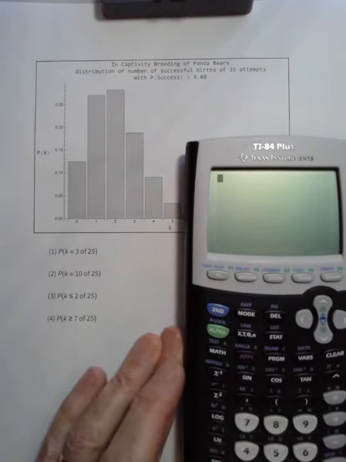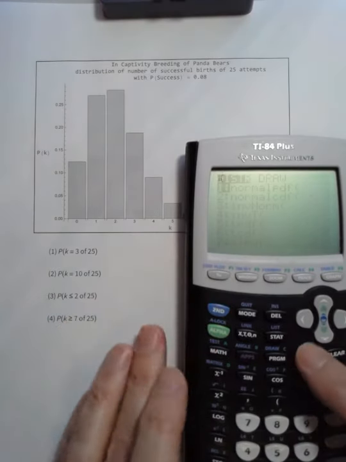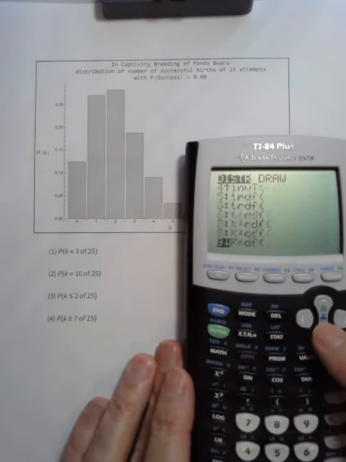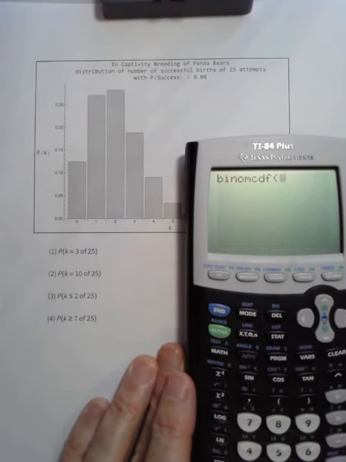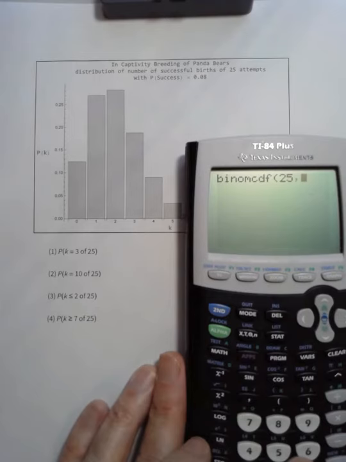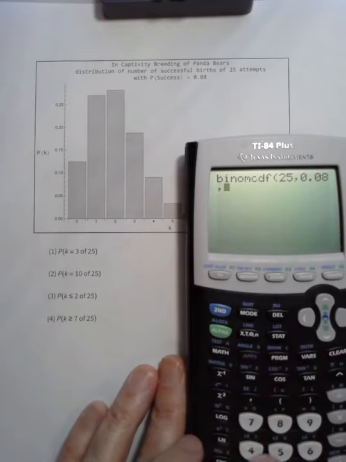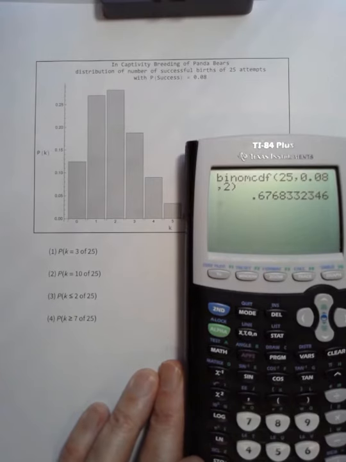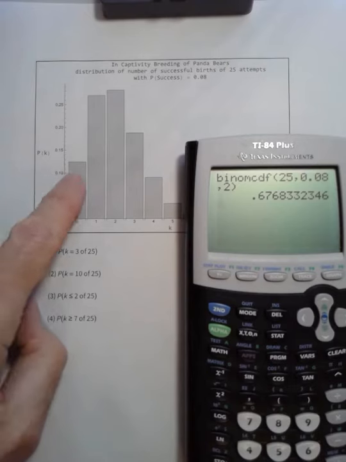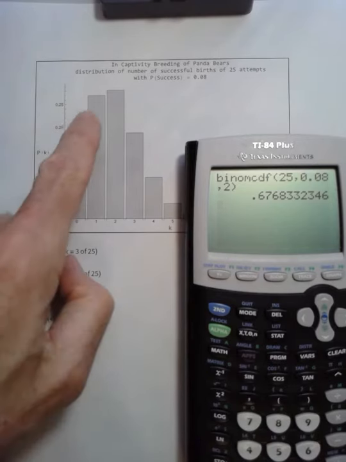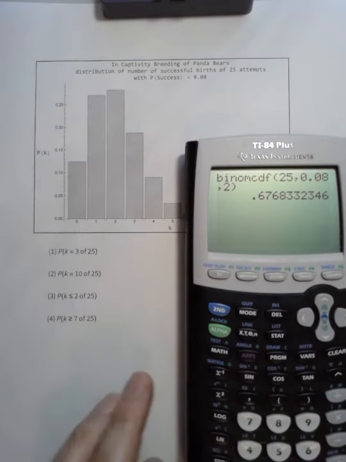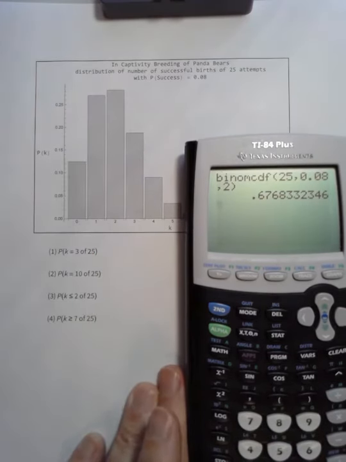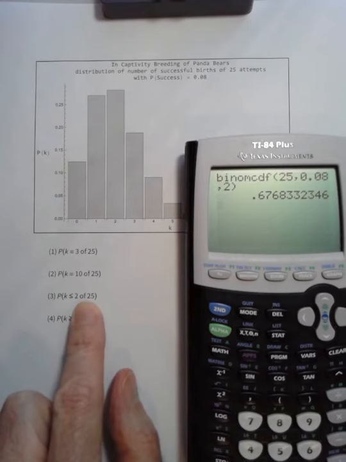So it's second distribution, binomial CDF, and it has the same form. We put in the number of tries, the probability of success, and then the number up to and including. So this is up to and including 2, so this will compute the probability of getting 2 or less successes in 25. And that's 67%, and you can see we're adding something close to 12%, and then maybe 26% and 28%. So that's what it's done for us. So probability of 2 or less is very high, 67.68%.